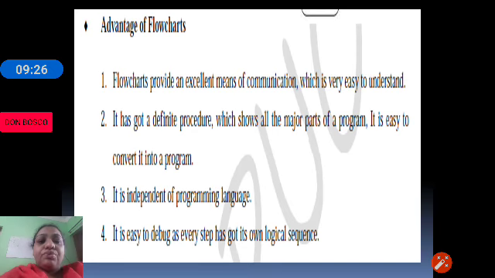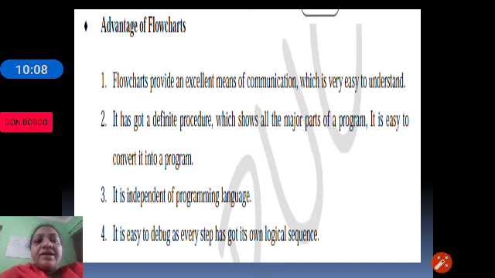So debug means finding bugs, and the different information I will be giving you towards the end of the session or next session. So let us just go through once the advantages of flowchart. First is, it provides an excellent means of communication which makes us understand things better, easily. Then it has got a definite procedure so that it is easy to convert a flow chart to a program. An algorithm is converted to a flowchart and a flowchart is converted to a computer program.